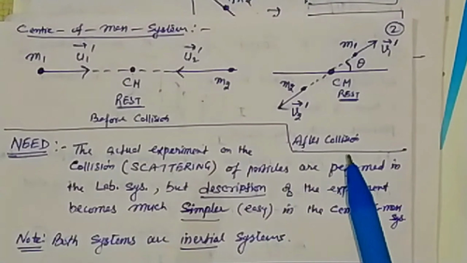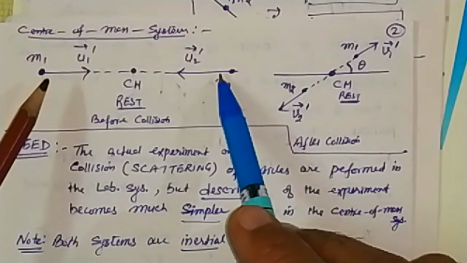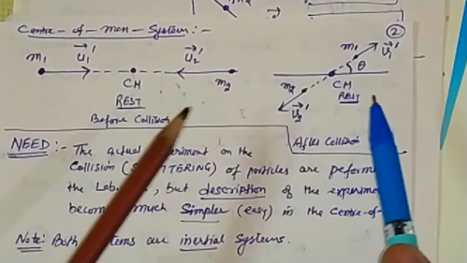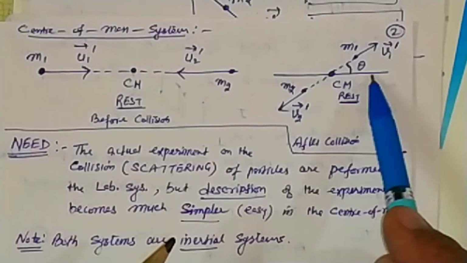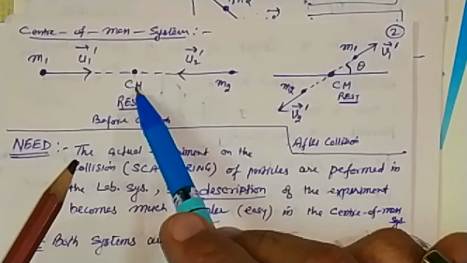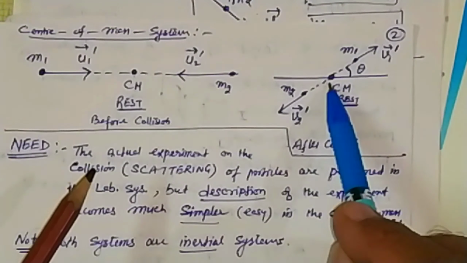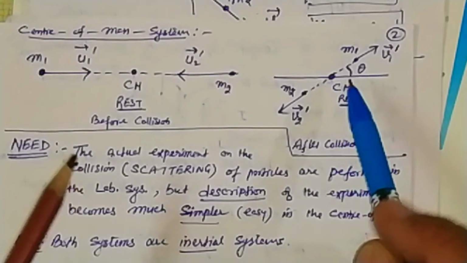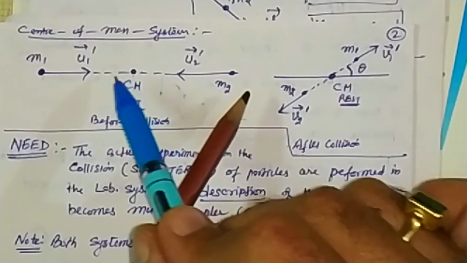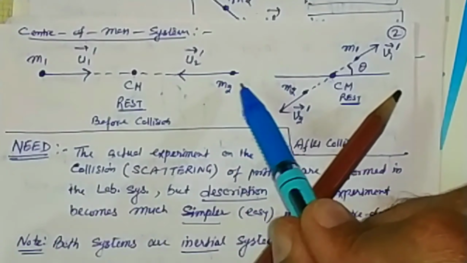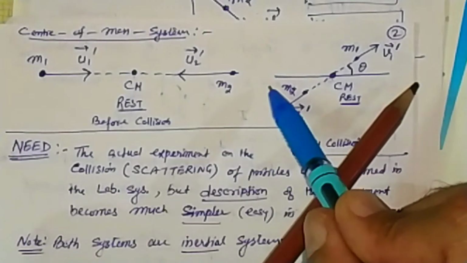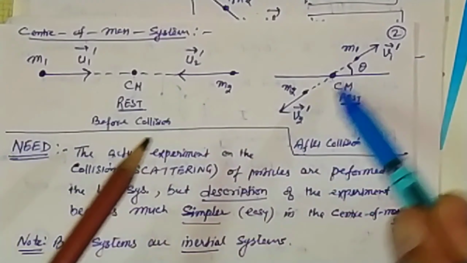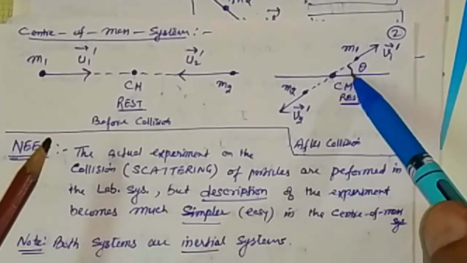And in case of center of mass system, we change this figure into this form. So this is the center of mass, and before collision and after collision it remains at rest. So we treat the origin at the center of mass, and both the particles start moving. m2 is moving towards the center of mass, m1 is moving towards the center of mass, and after colliding they move in this way. So this angle is called the angle of scattering in center of mass system.